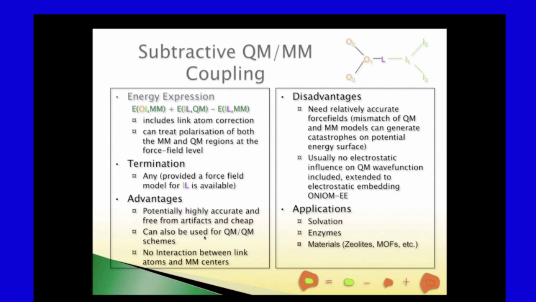There are obviously some disadvantages. I'd say these are about equal, but one is that you really have to have a good force field for your quantum region, right? Because the interactions in the subtractive approaches are handled, you look down here at the bottom, you can see my little cartoon again, the interaction between your quantum region and your classical region is only handled at the classical level.